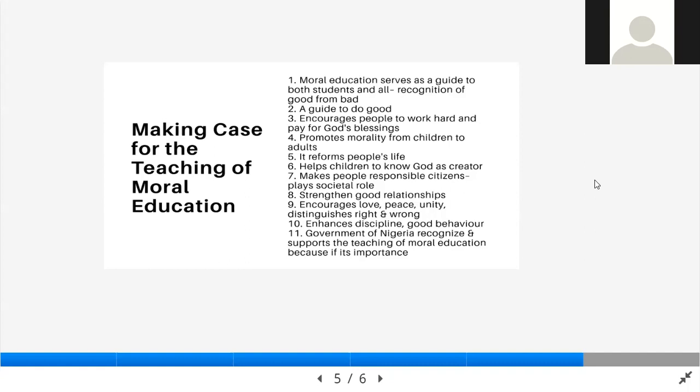Again, we are saying that the government of Nigeria should recognize and support the teaching of moral education because it is important. You see all these advantages we have seen about moral education. It is in favor of moral education. So our government should be able to encourage the teaching of moral education because it is very important, because it is necessary to listen, to read. If you're a Christian, you read your Bible and see what God, your creator, the owner of life, is teaching you. These are the do's, these are the don'ts. You don't do this. If you do this, you become a better person in future. You will become a good citizen that will improve Nigeria, your nation.